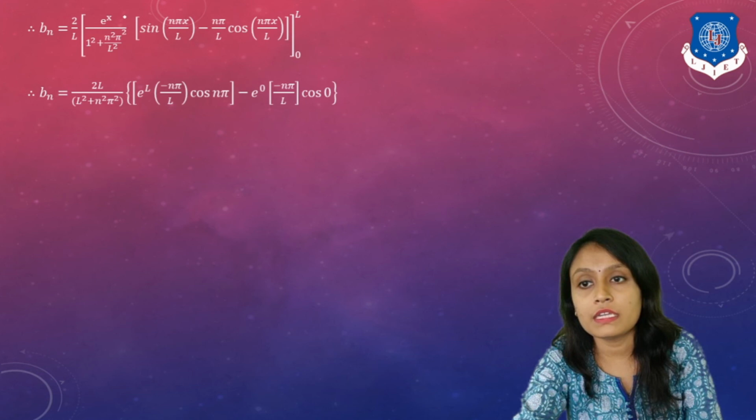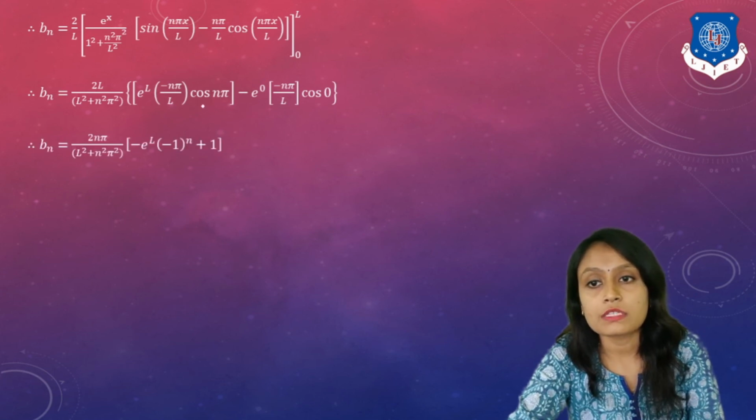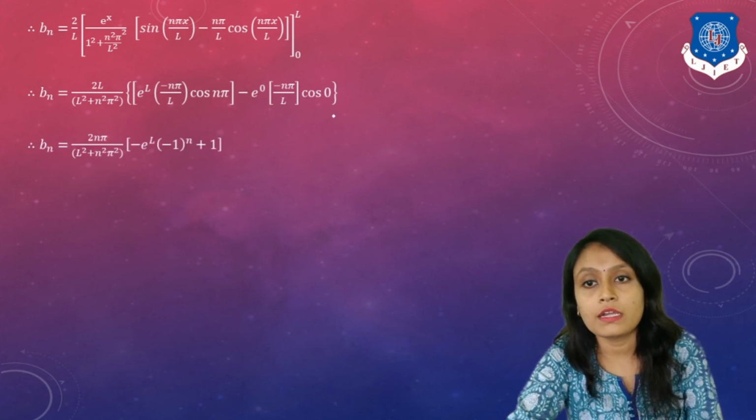Now apply the lower limit. Here you have e raised to 0, and again sin 0 is 0, so this term is gone. Minus n pi upon L as it is, and here we have cos 0. Now we have to apply the formula for these two terms. We know cos n pi is minus 1 raised to n, and cos 0 is 1. Again this n pi upon L is taken common, and we have simplified it. So this is the answer of Bn.